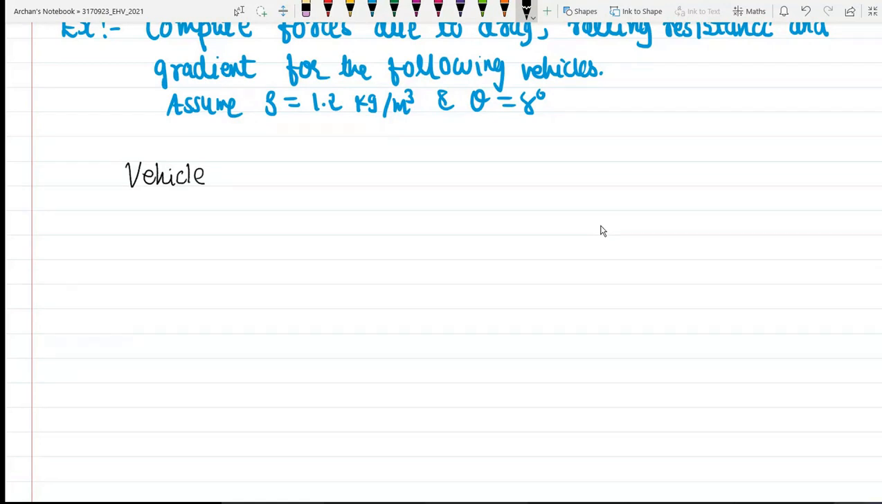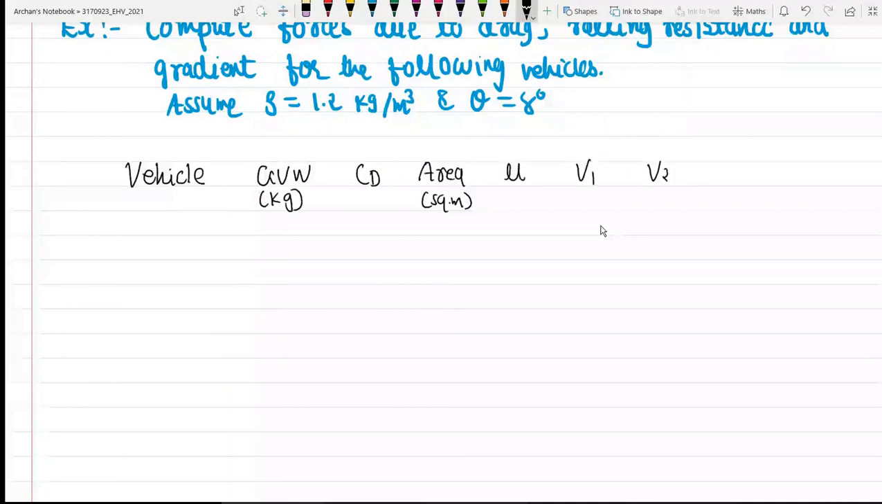Okay, then the gross vehicle weight in kg is also given to you, then the drag coefficient CD, area in square meter, mu, velocity v1, velocity v2, both in kilometer per hour, are given to you, and the radius of the tire in meter is given to you. Okay, so the first vehicle we are going to consider is a two-wheeler.